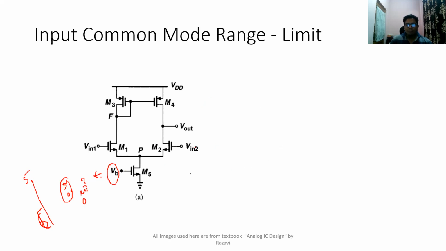Whatever input we apply, can this amplifier amplify this input? If the input is coming at 0 volts, will it be able to amplify? Let us say the signal is very small, 10 millivolt is the amplitude of the signal, and it is varying along 0. Will the circuit be able to amplify the signal varying along 0?